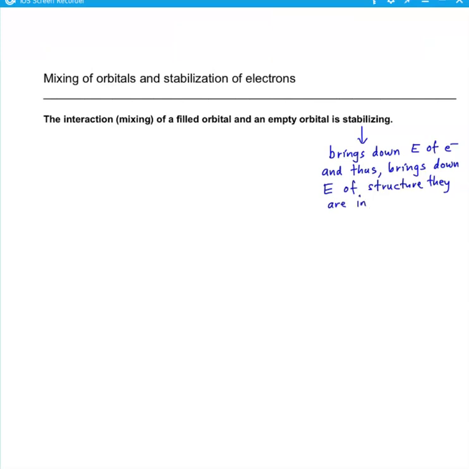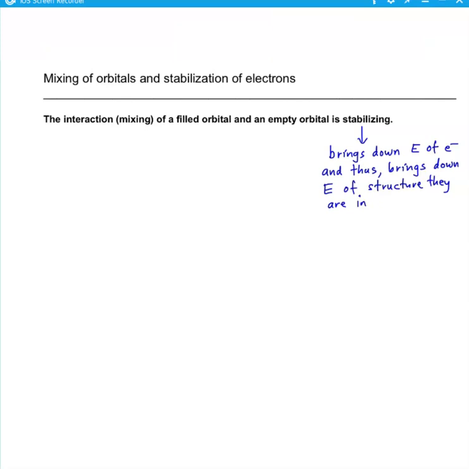So when we stabilize electrons, we're stabilizing the structure, because it's only electrons that can move around like this to different energy levels. When we think about the nuclei themselves, the protons, those have fixed energies. They don't have a ladder of energies the way that the orbitals show us the electrons do.